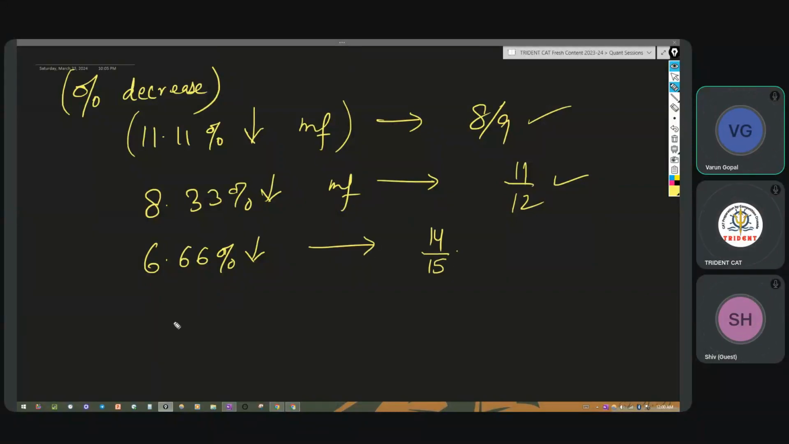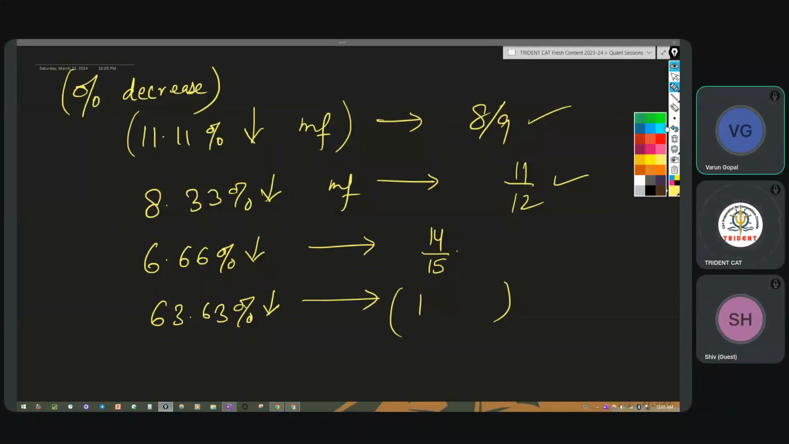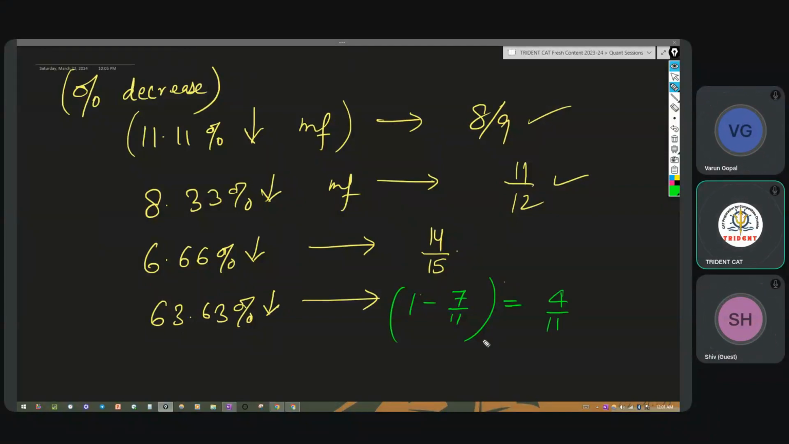Now Shiv, you will tell me 63.63%, but decrement or decrease. So 1 minus 7 by 11. Just a minute, sir. 4 by 11. So anytime you have a problem, please refer back to this.